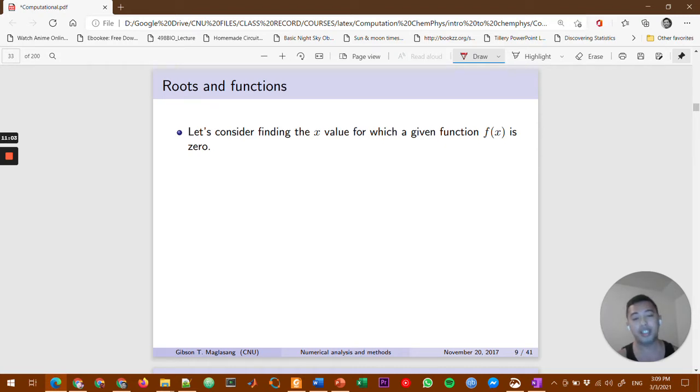Okay, let's say f of x equals x squared, or x squared plus 1, like that. So what should be the value of x so that this whole thing would be equal to 0, right? So that's the idea of finding the roots, and then you have your equation, x squared equals minus 1, right? So x equals plus minus i.